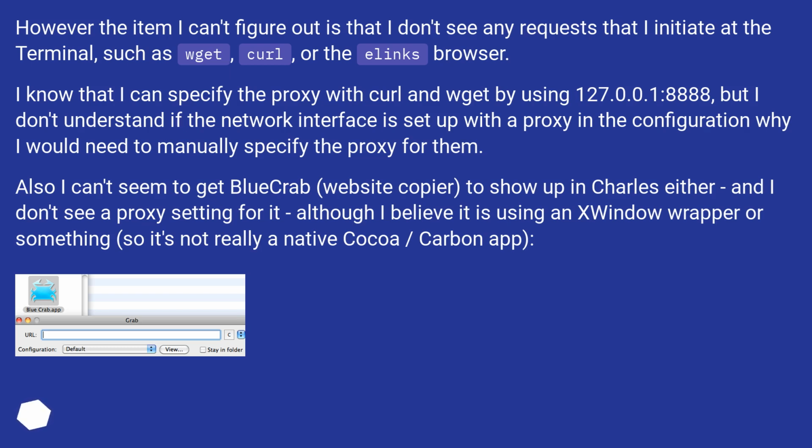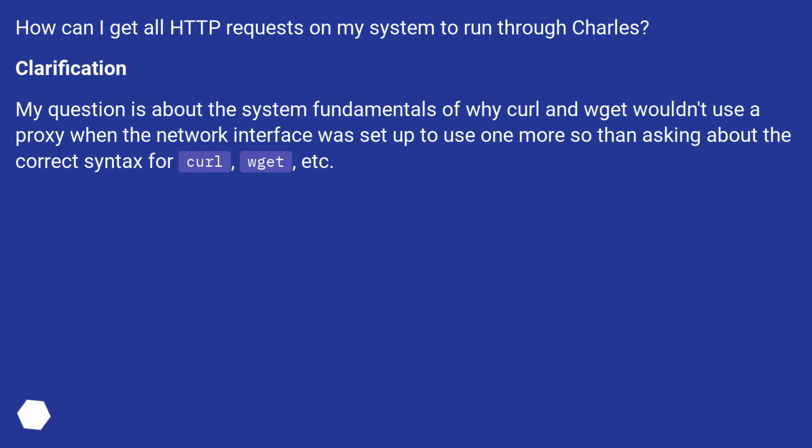Also, I can't seem to get BlueCrab, website copier, to show up in Charles either, and I don't see a proxy setting for it, although I believe it is using an NSWindow wrapper or something, so it's not really a native Cocoa, Carbon app. How can I get all HTTP requests on my system to run through Charles?